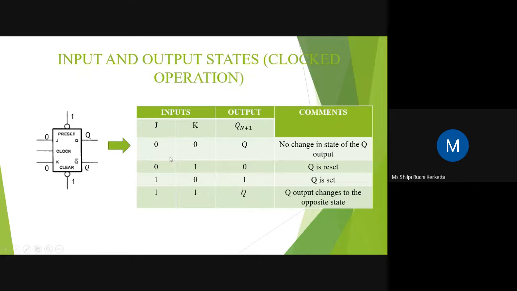Then we will do the same thing for 0 0. It is working as memory state, so our output won't change. And here we have a clock, so if we change the clock, our output will change. And then unless we put this clock to 1, the output won't change. Okay.